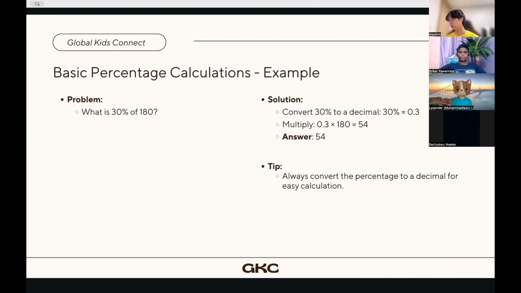I think everybody here will understand everything for this question. The tip is to always convert the percentage to a decimal for easy calculation. For some cases this is true. If you're using a calculator, it could be difficult to write a fraction inside it because you have to use your keyboard. So for simple percentages like 30 over 100, just change it to 0.3, and you can quickly enter it into your calculator.